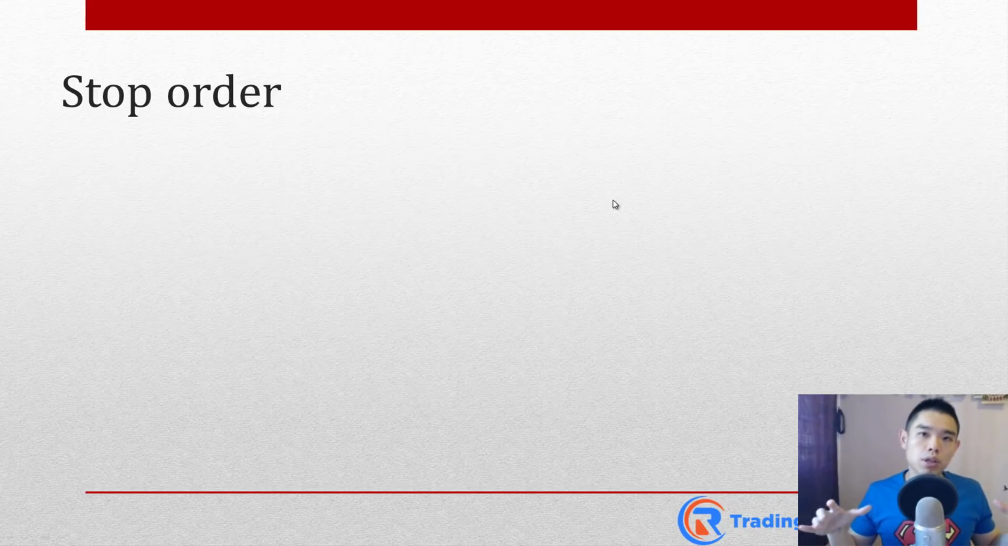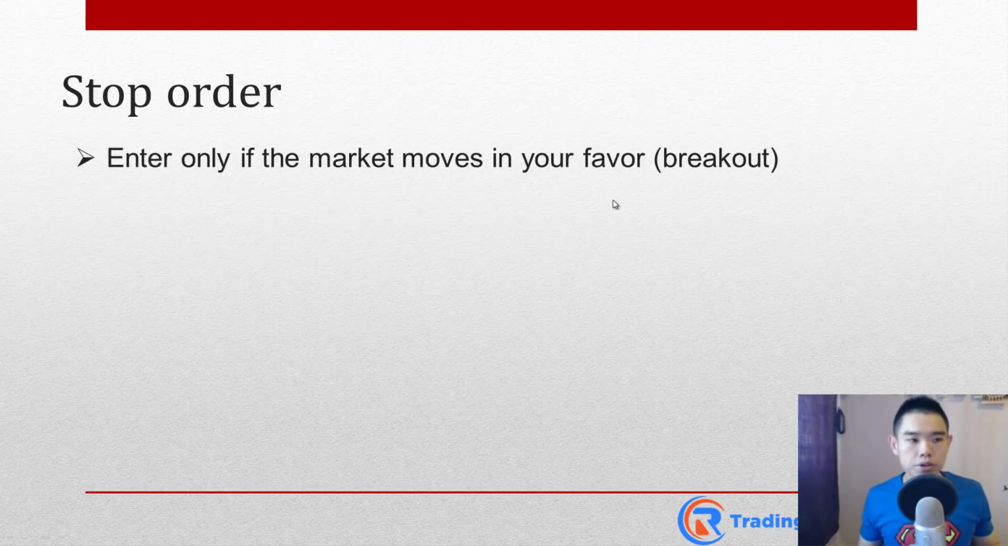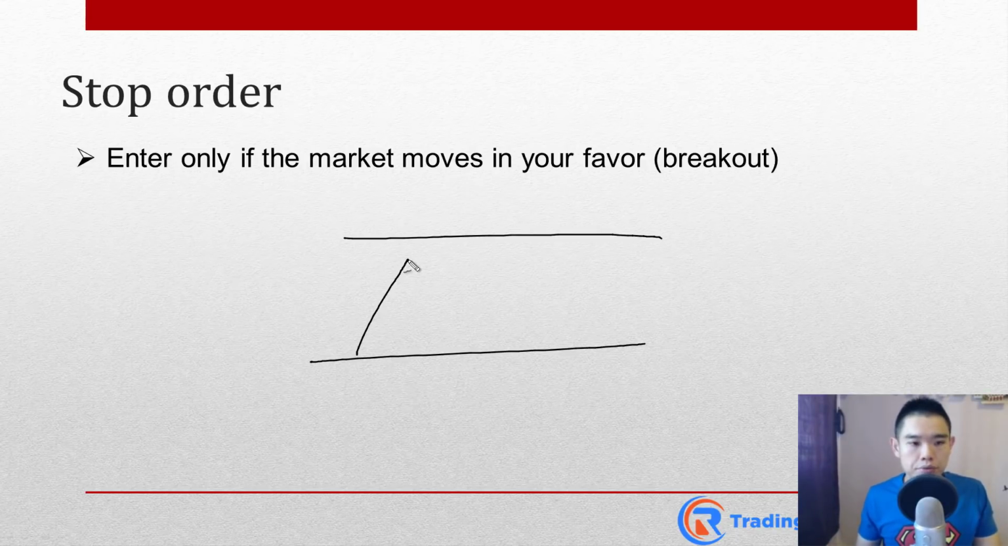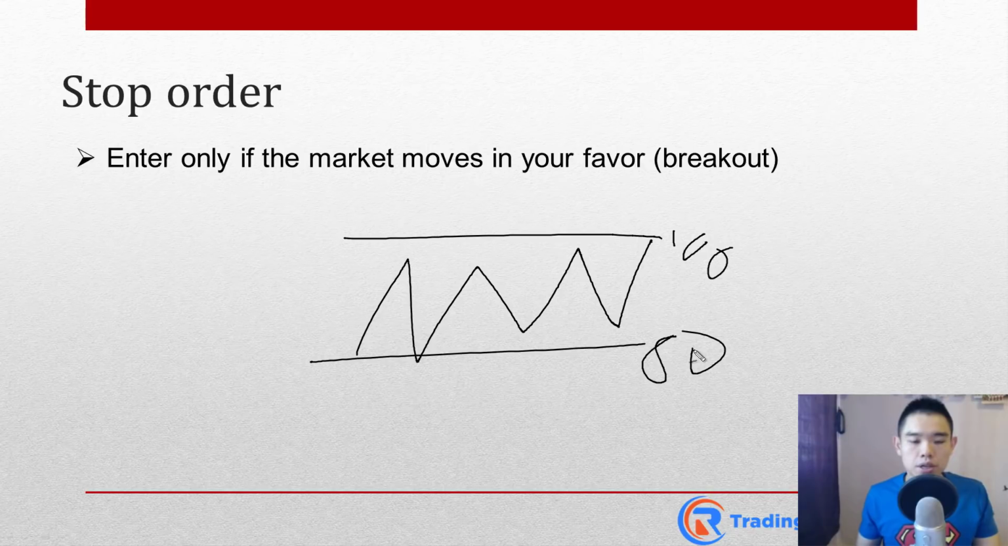The third thing is what we call a stop order. A stop order is useful when you want to trade breakouts, because you will only enter trades as the market moves in your favor. So for example, let's say the Apple shares have been in a range. Let's say the highs of the range is $100 and the lows is, let's say, $80.